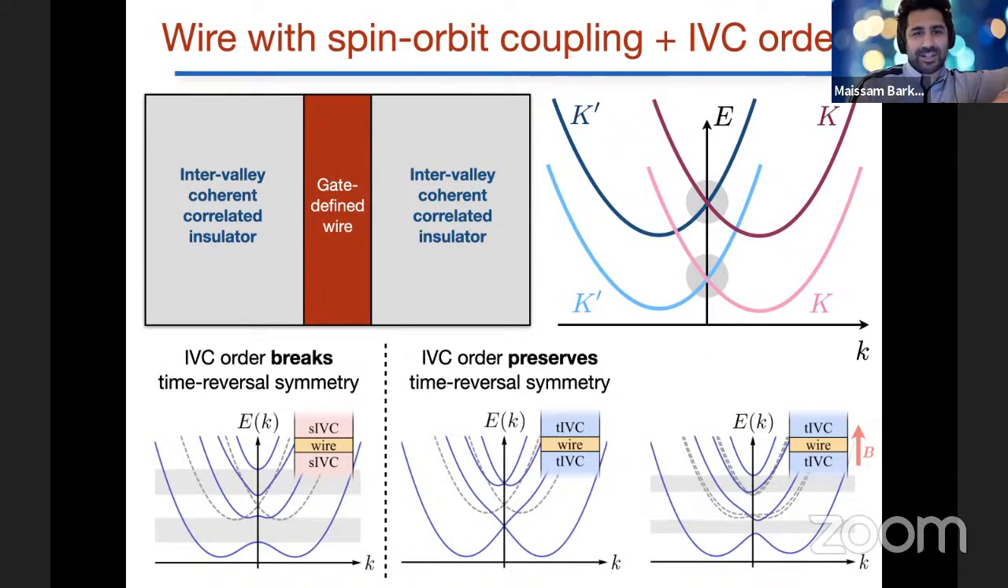Okay. Sorry, can I ask you a question? Of course, yes. Are you worried that, or should we be worried that the spin orbit coupling from the transition metal dichalcogenide will change the conclusion about this intervalley coherent correlated insulator? Yes, you should worry about that.